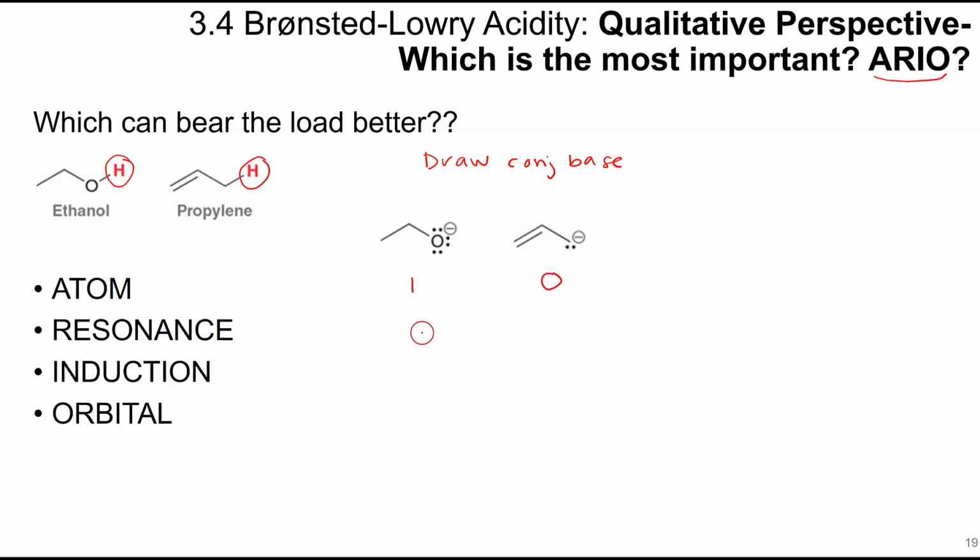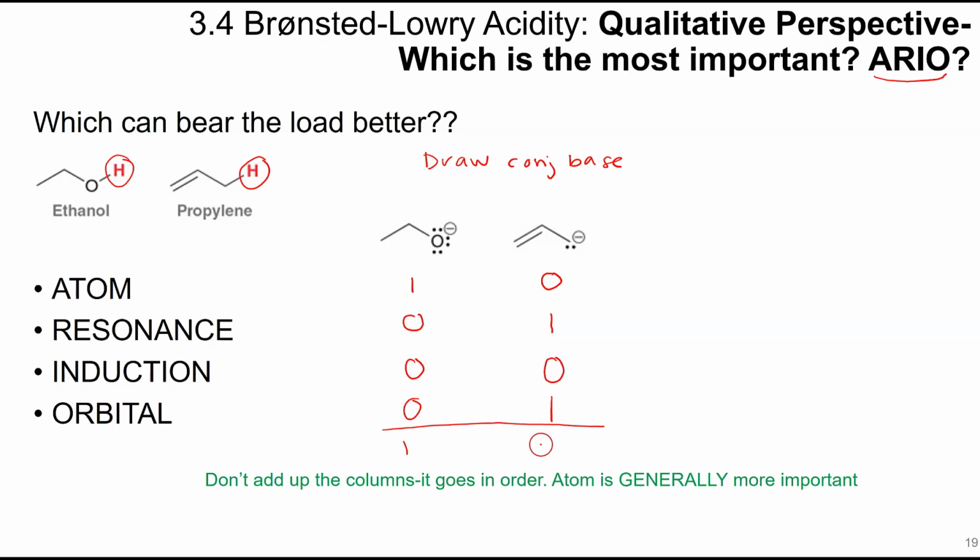And then resonance-wise, there's no resonance ability for this, but this one can have resonance. And then we look at induction, which is 0. There's no induction here. And then for orbital, this has orbital going for it. So if you were adding up the columns, this would be 1 to 2. So you think this one would be the better at bearing the load.